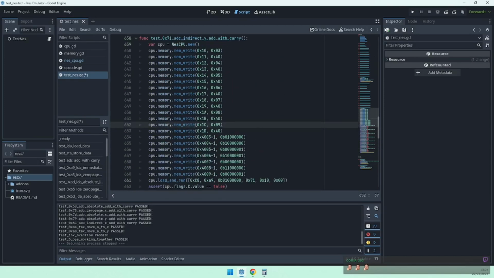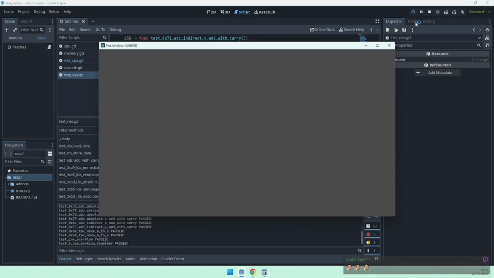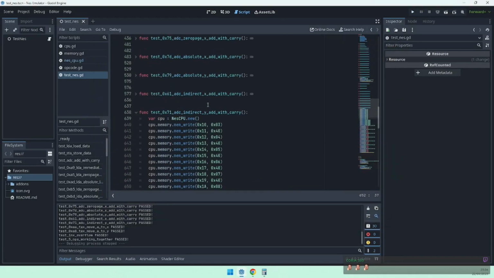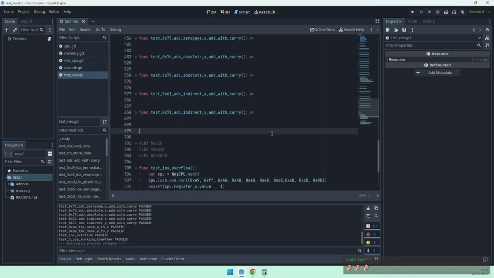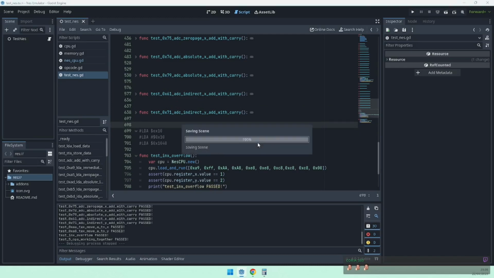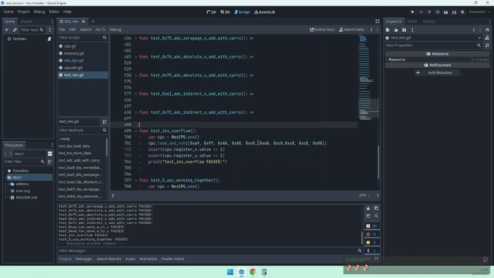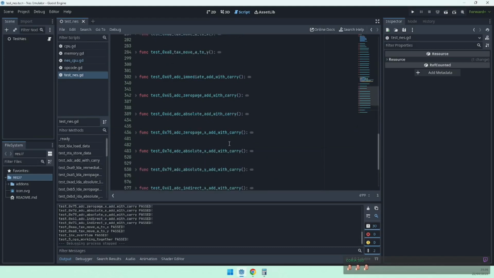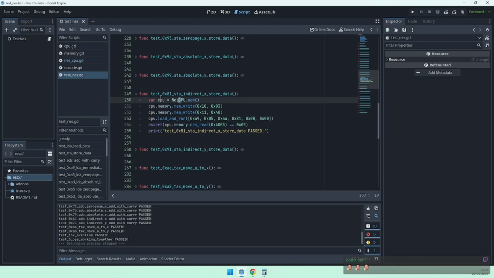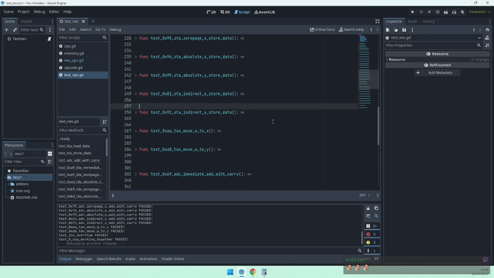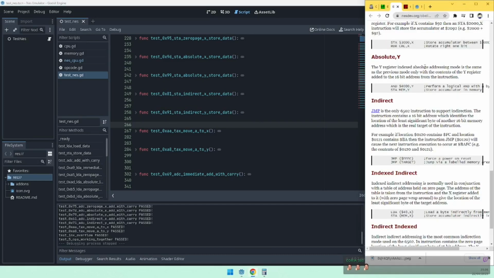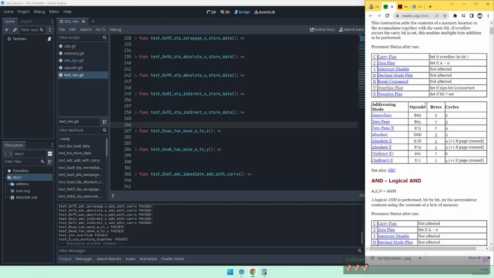Could this be magical? It's magic! It passed on the first try! Can't believe it. No need for this anymore. Okay, cool. So it's done. Moving on to the next instruction.